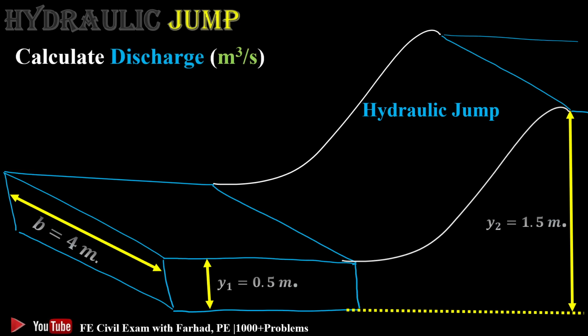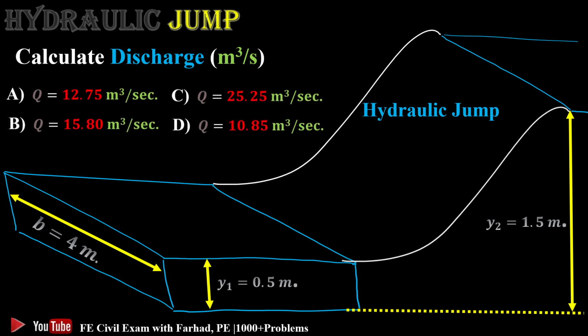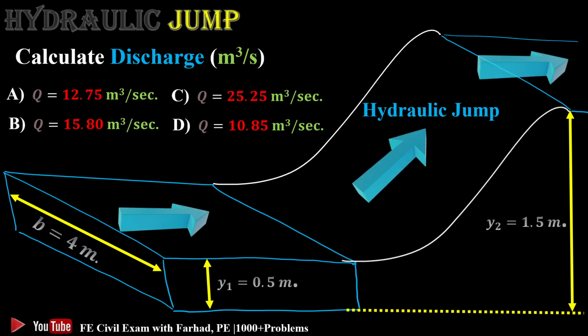So we want to calculate the discharge in SI units, meter cubed per second, in a hydraulic jump, where the conjugate depths are provided: y1 is 0.5 meter and the other one, after the jump, is 1.5 meters. The cross-sectional area before the jump is provided, where b is equal to 4 and y is equal to half a meter. We want to calculate the discharge for this problem. So let's approach our problem.